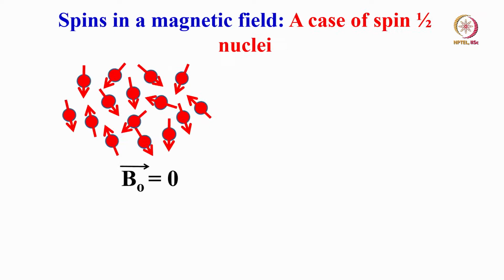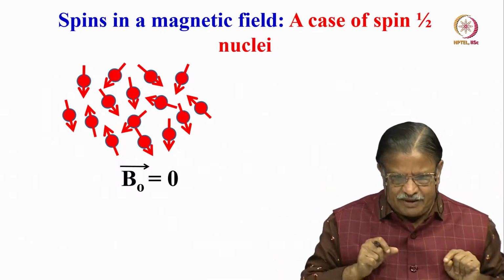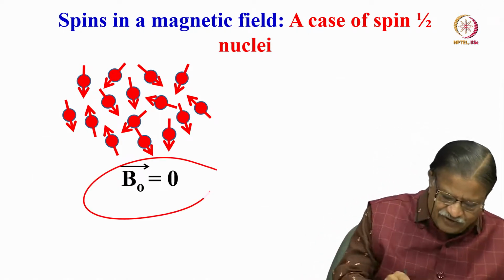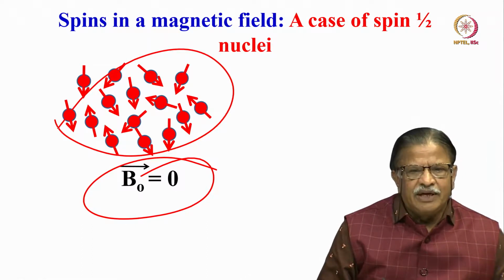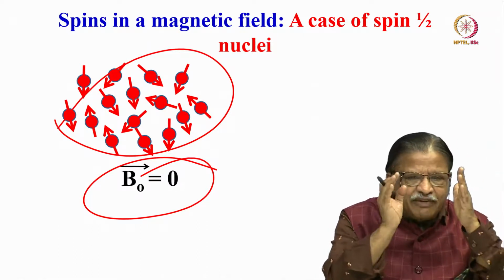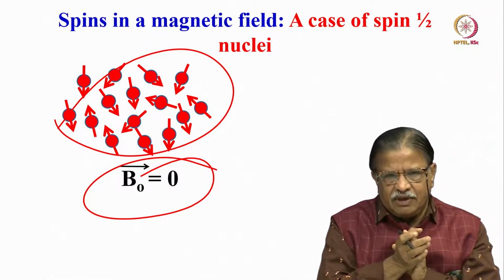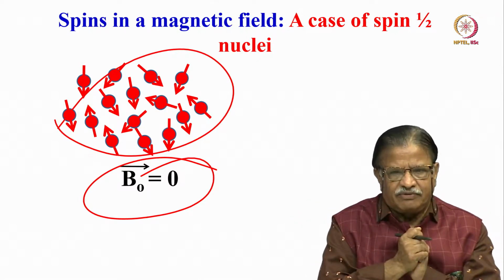Now, let me give you some classical analogy. Of course, this normally nobody uses, but I am just telling it for the sake of making you understand. Let us take an ensemble of spins, put it in a given magnetic field. I will consider the case of spin half nuclei. If the magnetic field is 0, look at it, all the spins are randomly oriented. There is no preferred alignment of the spins. Every possible orientation you can think of.